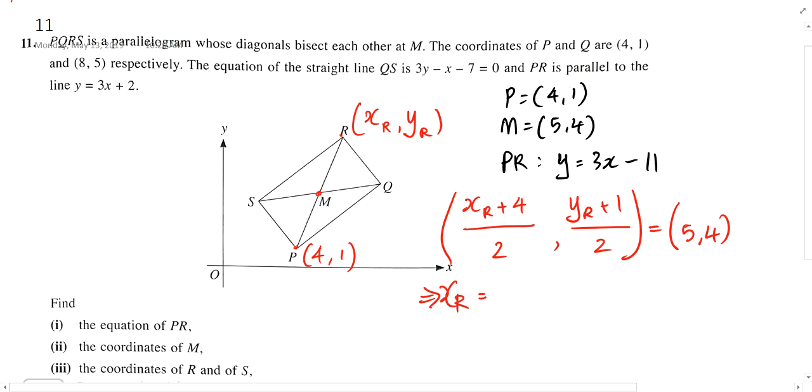Okay, xR, if we don't skip steps, xR plus 4 equals 5 times 2. xR equals 2. Okay, you get the same. You do the same thing for yR. Can? Now the next point.